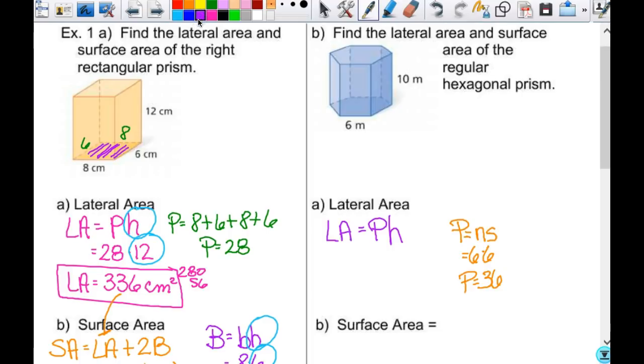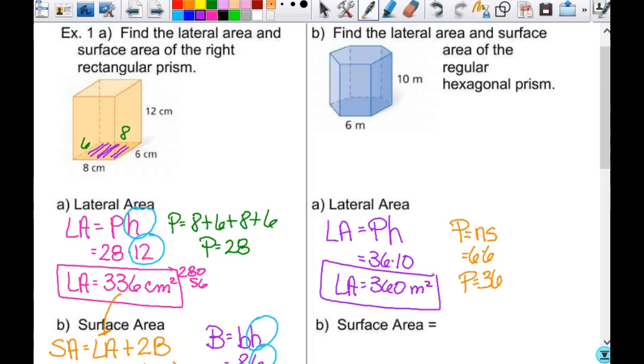Do I know the height? Yes. So this is going to give me 36 times 10. So my lateral area is 360 meters. Everybody okay with all that?